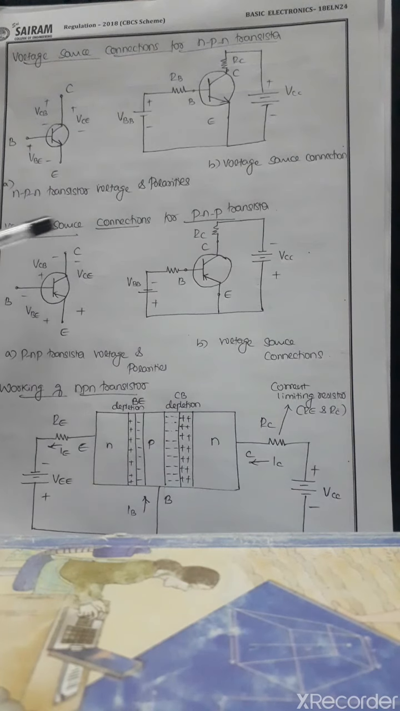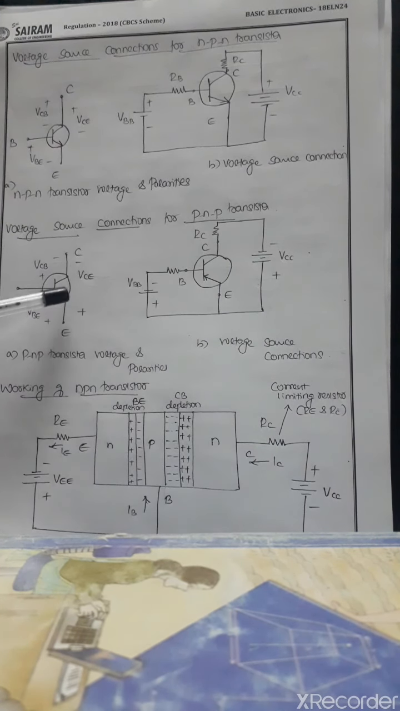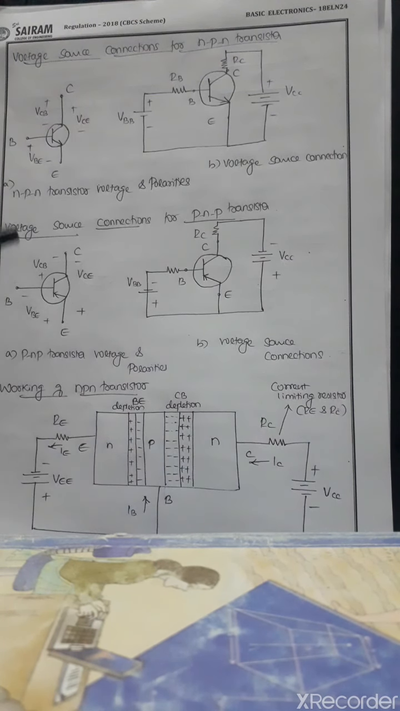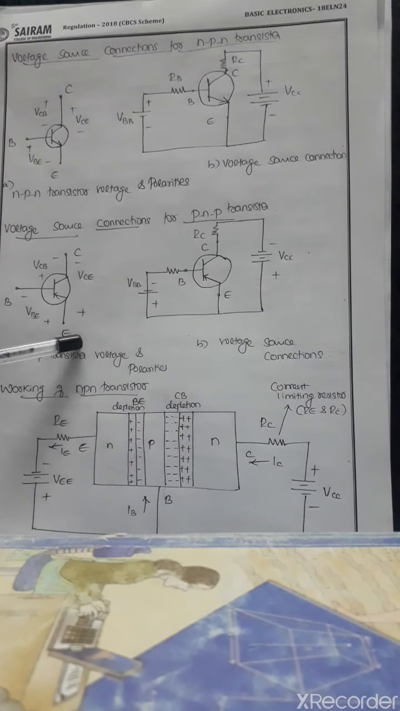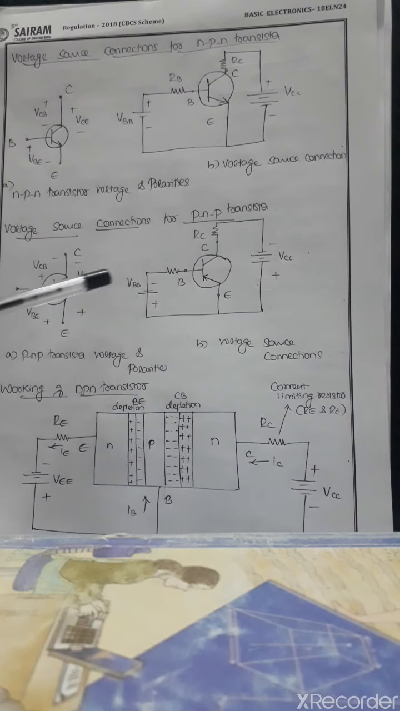The same way you can do it for the PNP transistor, whereas the connections will be just the opposite. You can see this is a PNP transistor. This can be identified with the help of this arrow, which is pointing inside the transistor. So this is basically a PNP transistor, and the voltage sources and polarities are: between the base and the emitter, it is VBE; between the collector and the base, it is VCB; and between the collector and the emitter, it is named VCE.